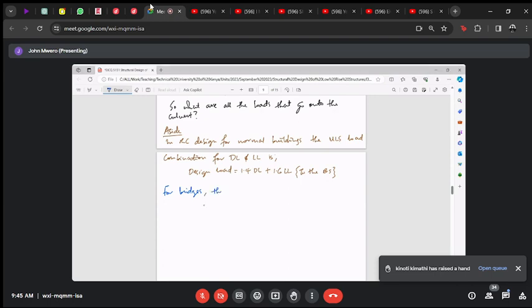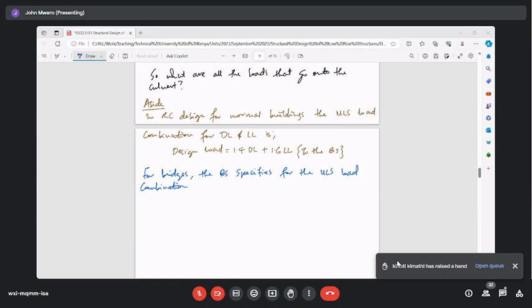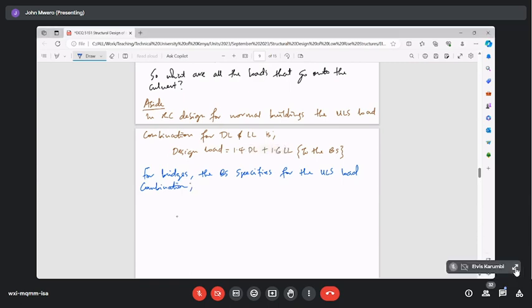the BS specifies, for the ultimate limit state load combination, design load is equal to, I'll explain what each of these are, 1.15 EL plus 1.75 superimposed dead load plus 1.5 earth pressure plus 1.5 live load. So what are these?